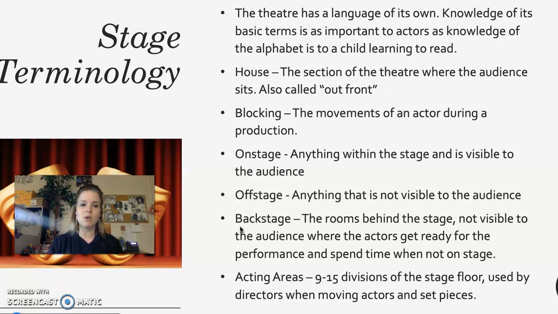This is where something called a green room is usually located, which is the space where actors congregate and wait and can eat, but still be in costume and wait to go on. And then you have acting areas. Depending on how I teach it to you, there are 9 to 15 divisions of the stage that are used by the directors to help give the actors stage directions, and also to help the techies know where to set the set pieces. I will teach you only the 9 because there's really no point in going into all 15 at this point in your experience.